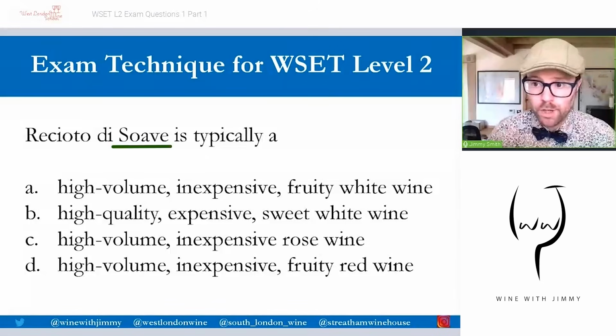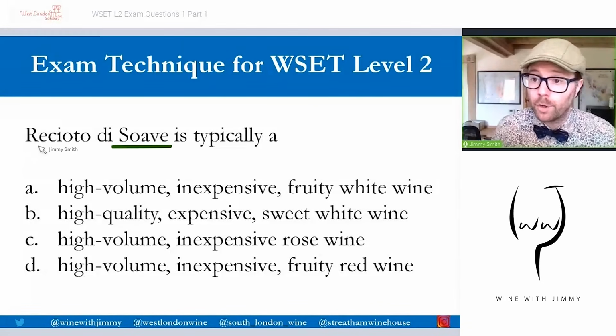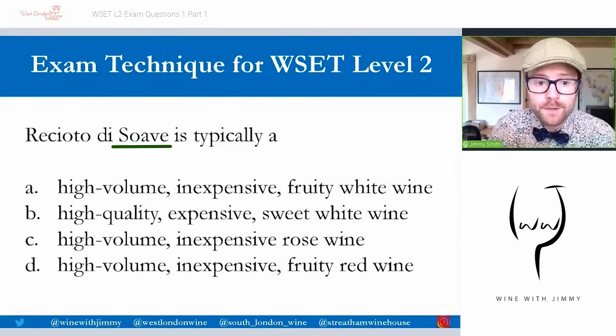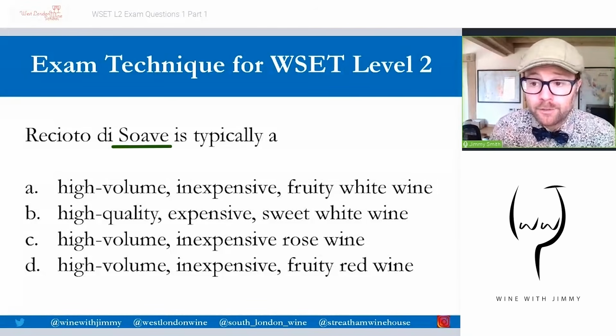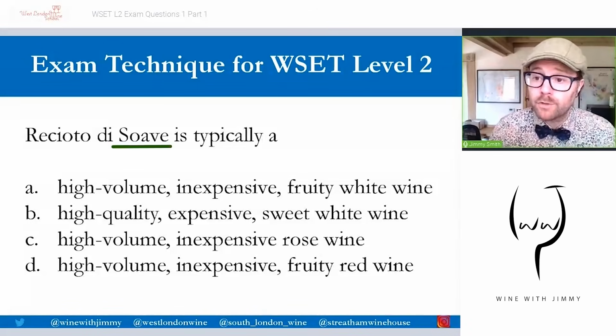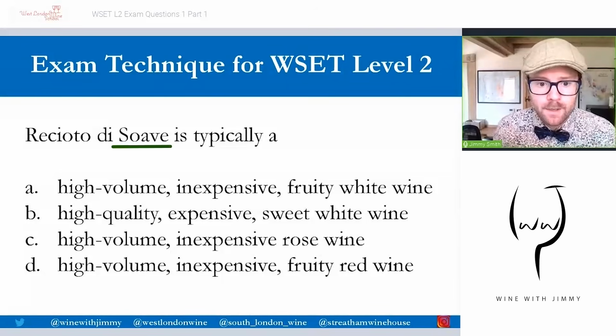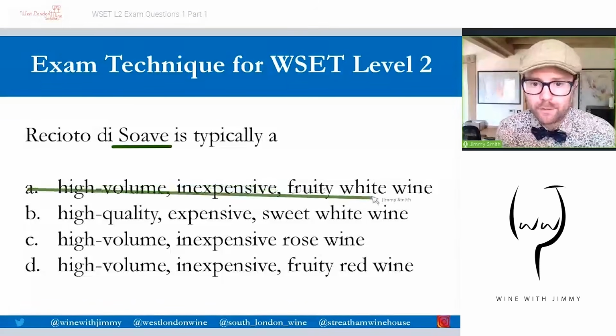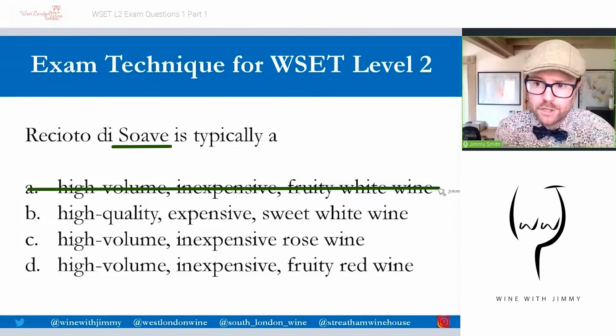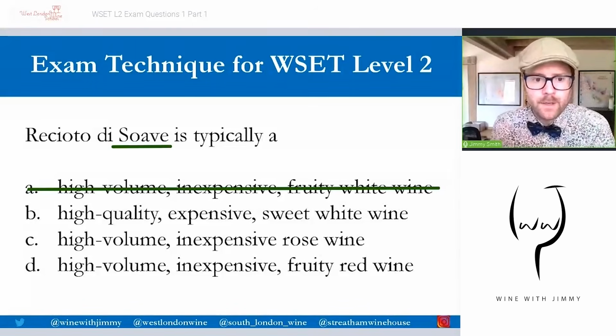And then there's this one, Recioto di Soave. The name Recioto actually stems from an old Roman word, and I'll get to that in a second. So look at your answers here. High volume, inexpensive, fruity white wine. Now that actually would be a description for generic Soave, typical Soave. The one that you've got is not a generic Soave, so we're going to get rid of that one. So that's a bit of a tough question, certainly if you're not sure what Recioto di Soave is.